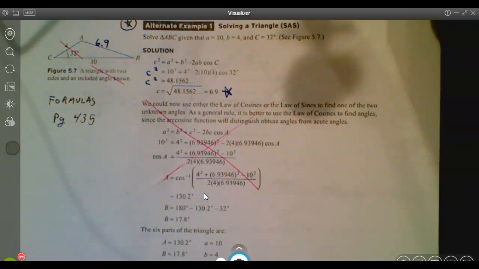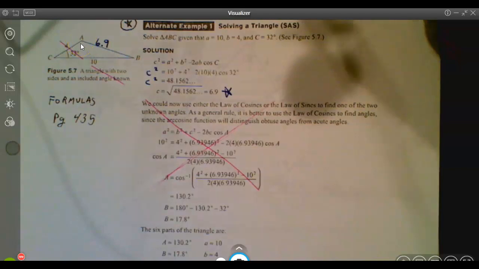So anyway, the point of that is once you get to this stage, if you need to find angles, it's much safer to use the law of cosines and not the law of sines. So anyway, what they did from here was they said, okay, let's take the information that we now know and plug it into the law of cosines again in order to find angle A.